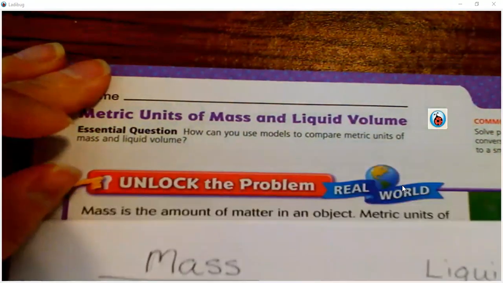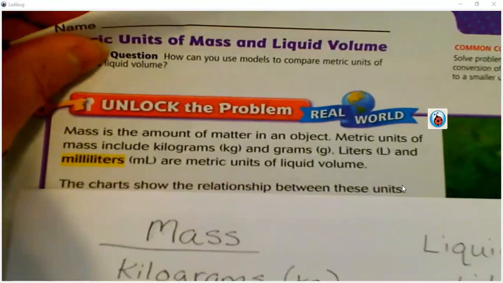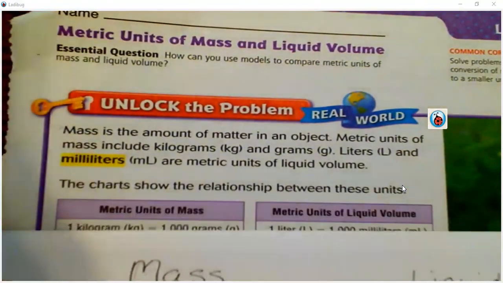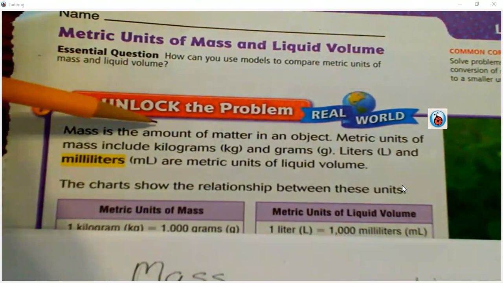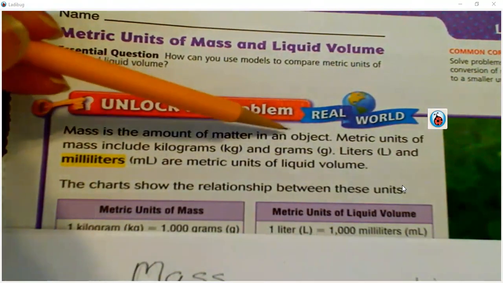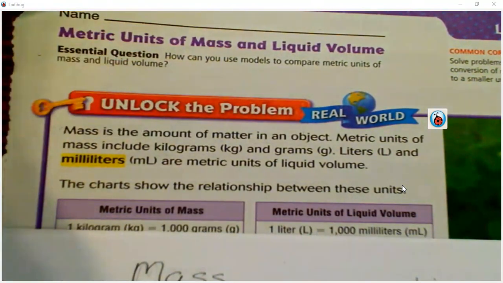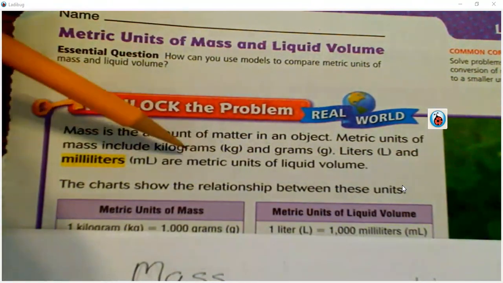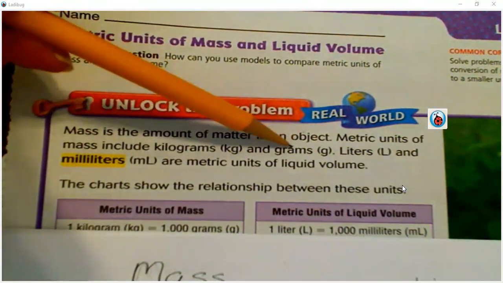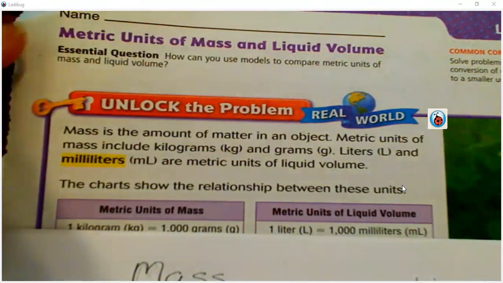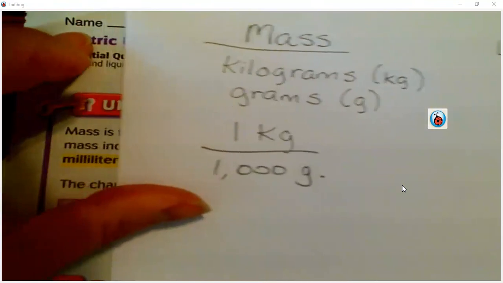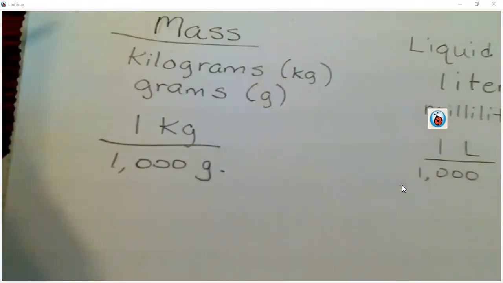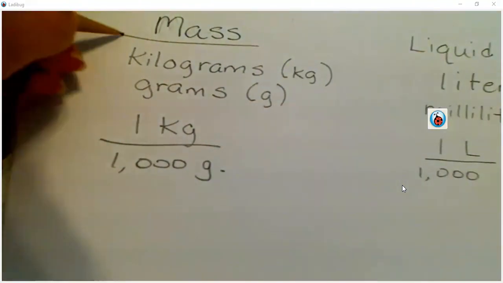And we'll take another few minutes and just discuss what mass is and what units we're going to measure that. So mass is the amount of matter in an object. Metric units of mass include the kilogram and grams. And I'll take a minute and I'll show you how I've written that out so that we can understand that a little bit better. Okay, so here's our topic.